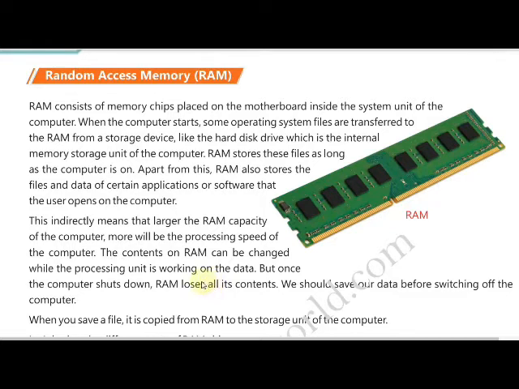There are two main types of primary storages. What are these? RAM and ROM, and these primary storages are very important in the CPU or computer. These points we are going to cover in this session. So let's see. First, primary storage, what is that?